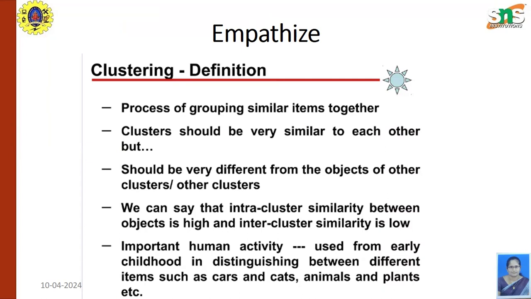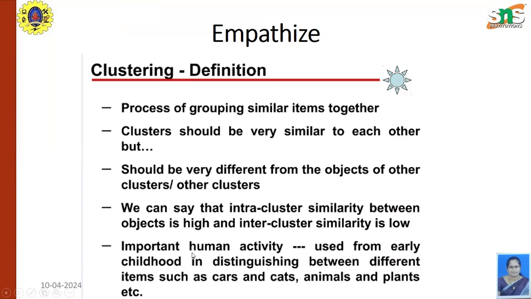First, it is a process of grouping similar items together. The objects within a cluster should be very similar to each other, but not the same object, and they should be very different from the objects of other clusters. Each cluster contains different objects. We can say that intra-cluster similarity between objects is high when compared with inter-cluster similarity.